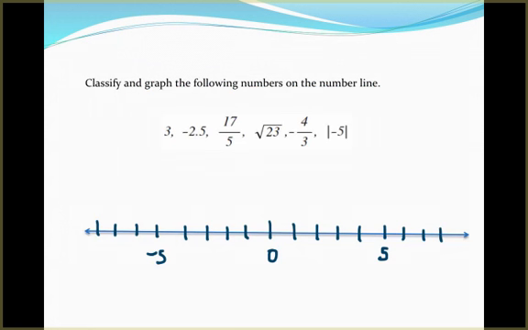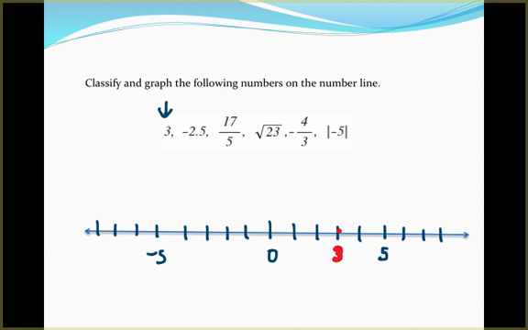Now let's take a moment to classify and graph the following numbers on the number line. So let's look at our numbers. First of all, the number 3. By looking at our sets of numbers, we know that 3 is a natural number, it is a whole number, it is an integer, and it is a rational number. Now if we graph that, then we're just going to come over here to where 3 would be on the number line and put a dot. We'll label that as 3.